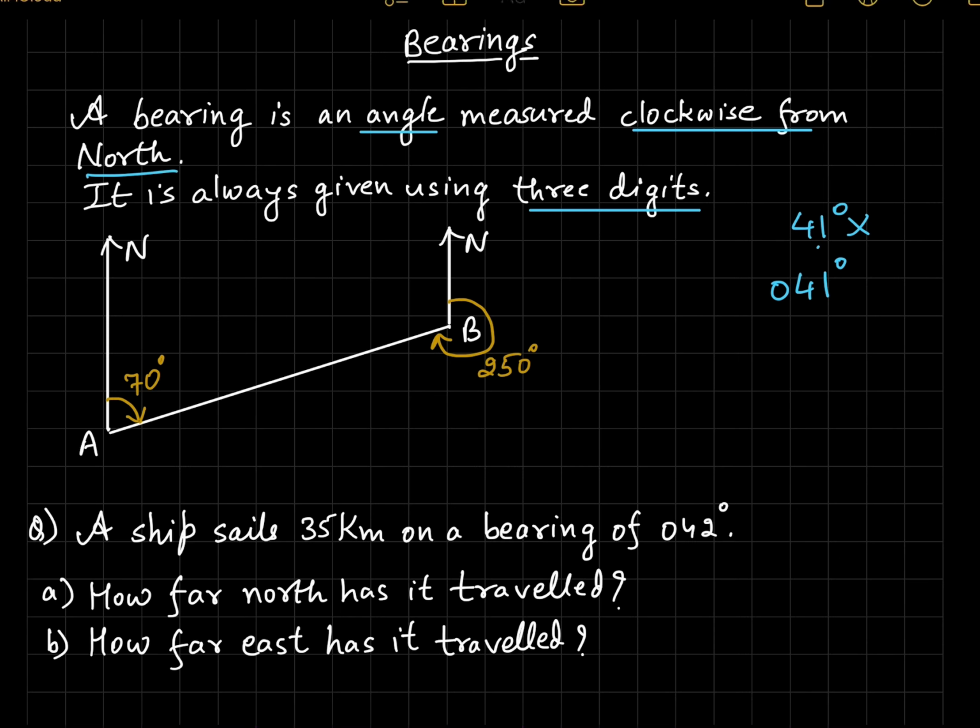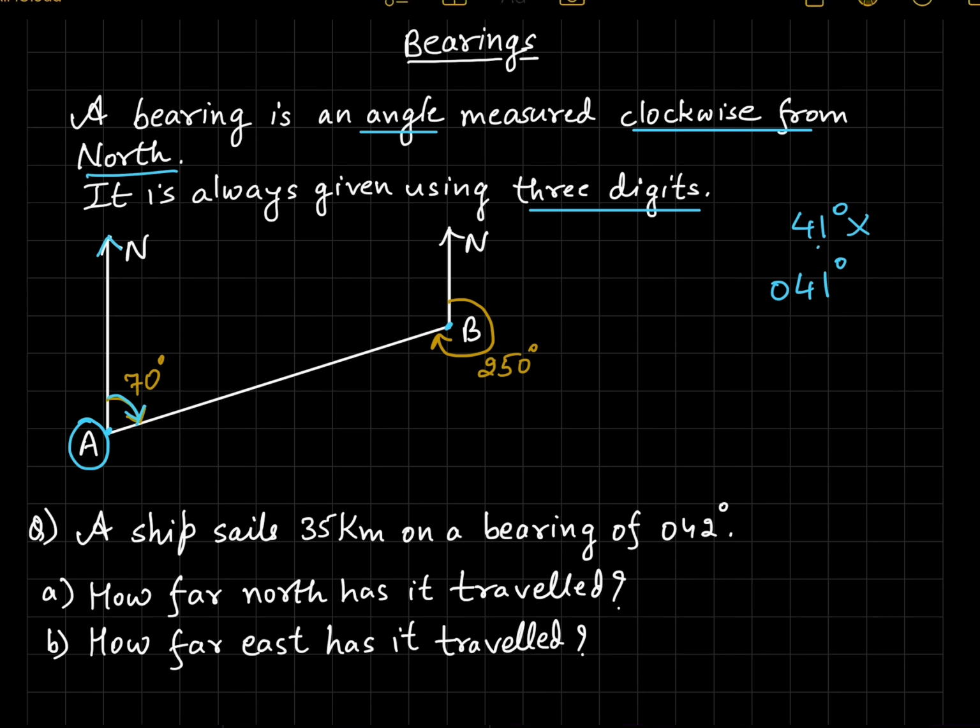Now here I have shown you a ship sailing, say, starting from point A. From here the ship starts sailing at a bearing of 70 degree. A bearing of 70 degree means, at A I will draw the north direction, and then from A, 70 degree, this angle. This is the way we draw a bearing of 70 degree. So if the ship is sailing at 70 degree bearing, it will reach from A to B.